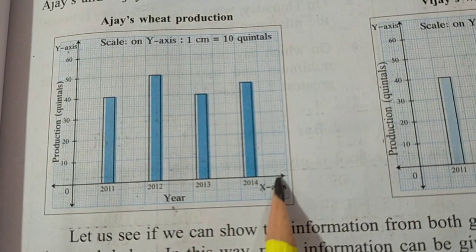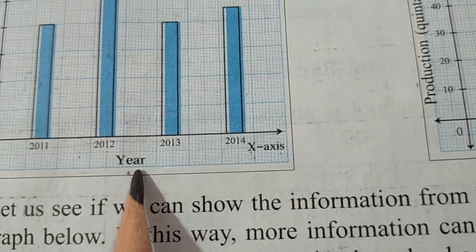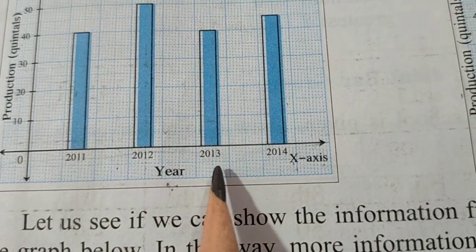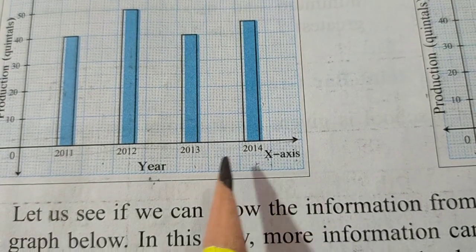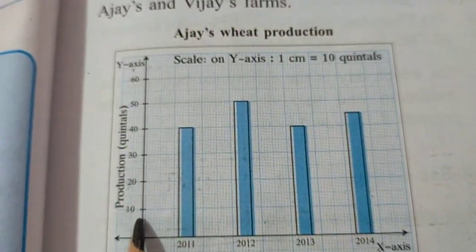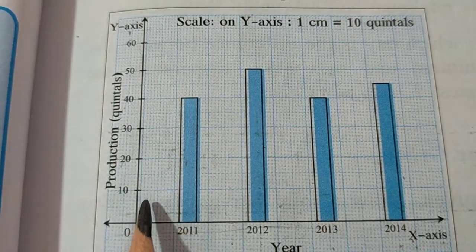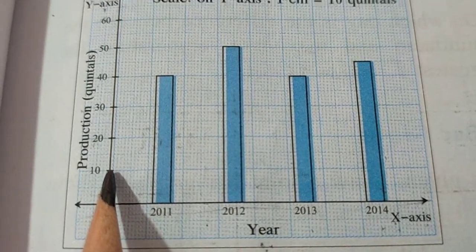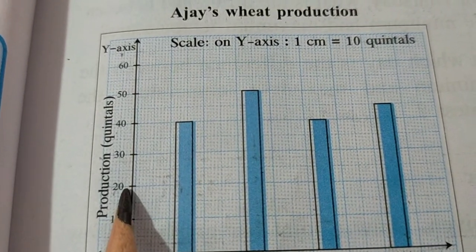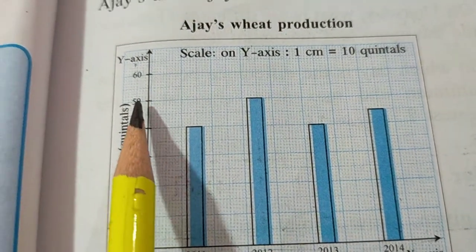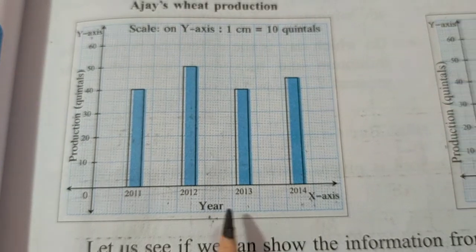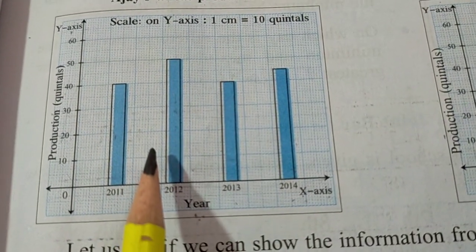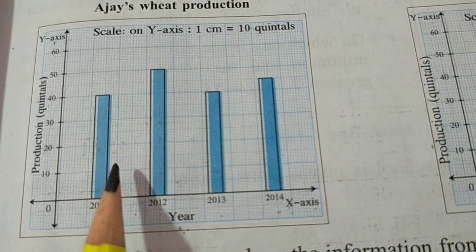Here, down, the x-axis is shown. On the x-axis, years are taken: 2011, 2012, 2013, 2014. Then on the y-axis, production is taken in quintals. On each centimeter there is a difference of 10. So the first centimeter is 10, the second centimeter 20, then 30, 40, 50, 60. So from this graph we can see the wheat production of Ajay.